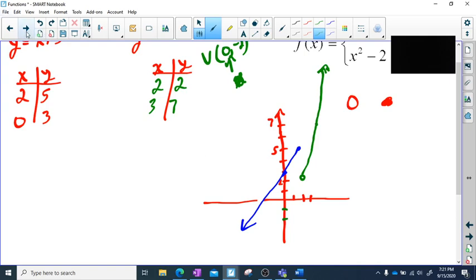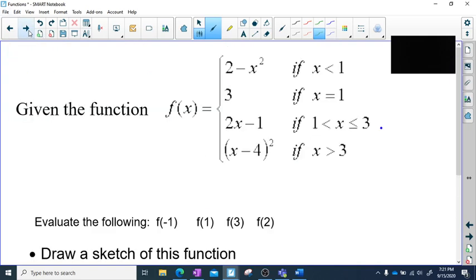All right, let's have a look at another one. So this one's got some more pieces to it. It's got 4 pieces to it. So let's start here and let's do some function notation first. Let's start with f at -1.